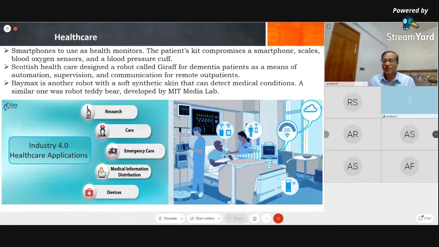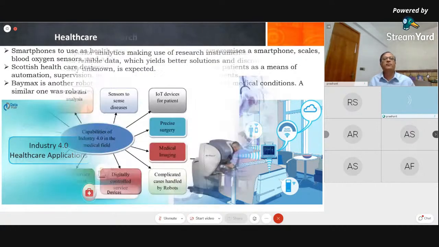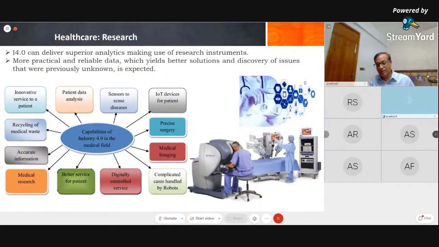There's another robot called Baymax. It was kind of a teddy bear, and there's another similar teddy bear robot that was developed by MIT Media Lab. So there are robots, there are applications, and there are systems where the person is interacting. But behind these, there are so many things, and we'll talk about how Industry 4.0 is positively affecting the healthcare research and other aspects.